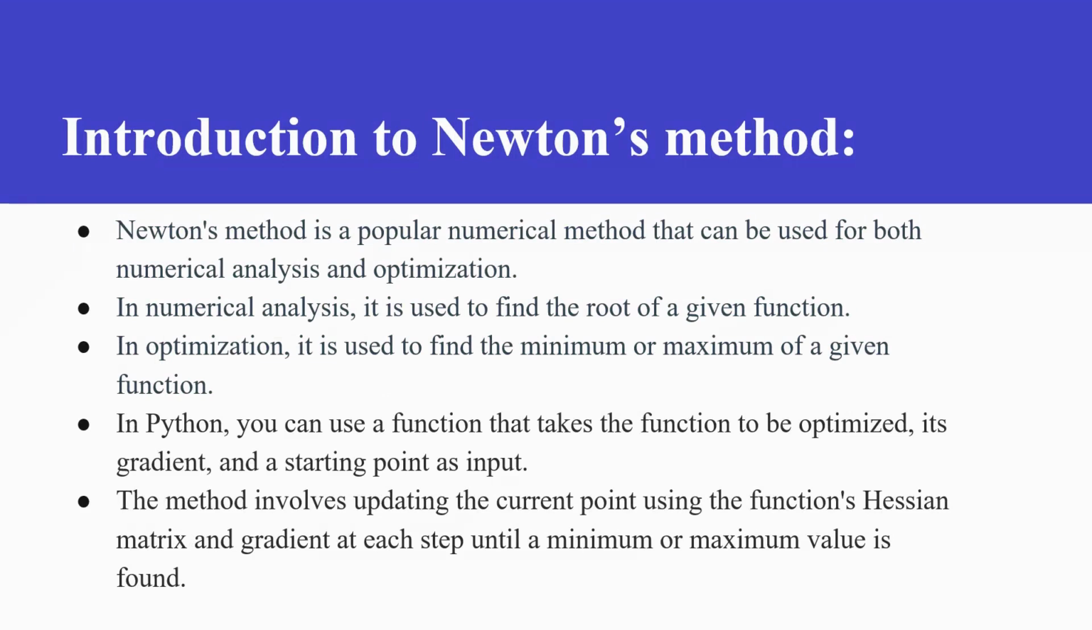Introduction to Newton's method. Newton's method is a popular numerical method that can be used for both numerical analysis and optimization. In numerical analysis, it is used to find the root of a given function. In optimization, it is used to find the minimum or maximum of a given function. In Python, we can use a function that takes the function to be optimized, its gradient, and a starting point as input. The method involves updating the current point using the function's Hessian matrix and gradient at each step until a minimum or maximum value is found.